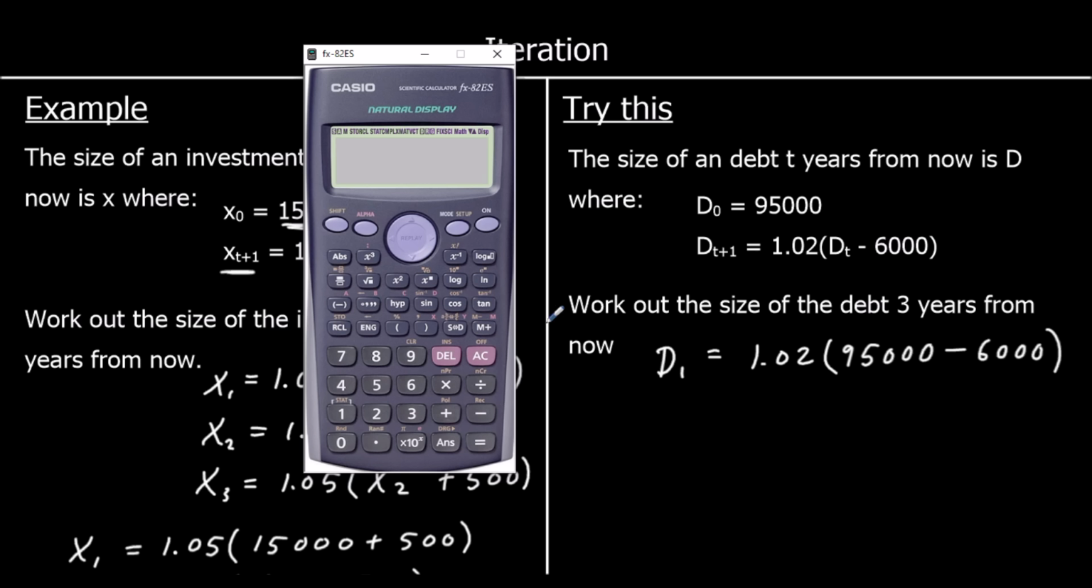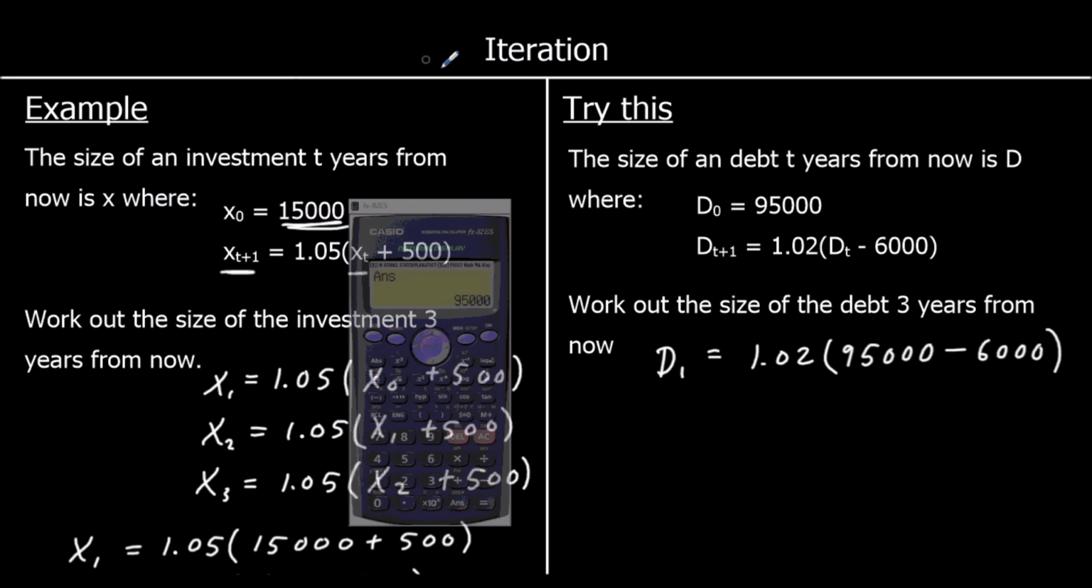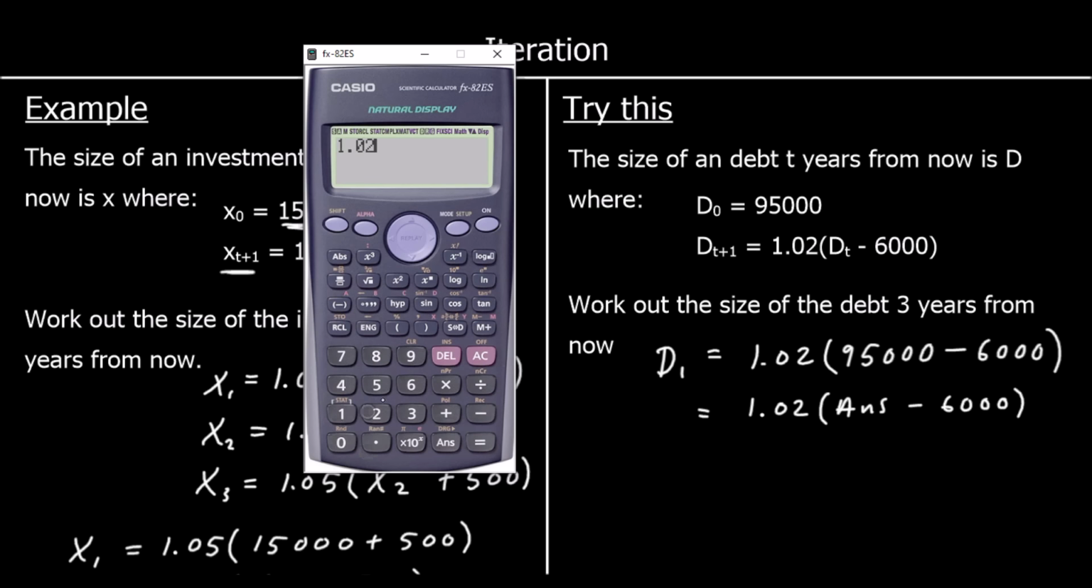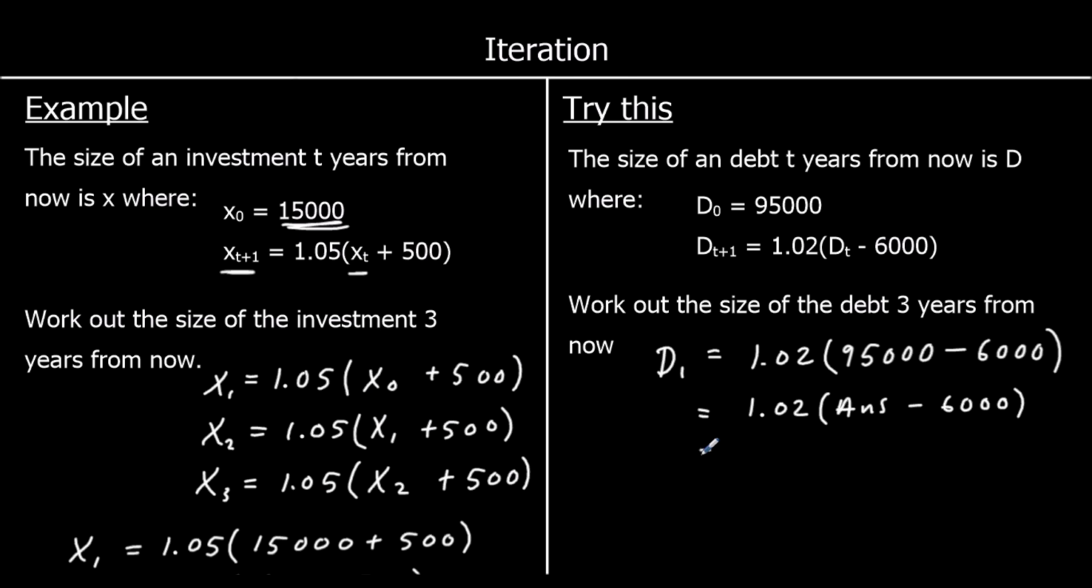So we can type that into the calculator. We'll use the ANS button again. So 95,000, if you press equals, that will become the ANS button. So we can do 1.02 times the answer minus 6,000. So 1.02 times answer minus 6,000. And we've got 90,780.